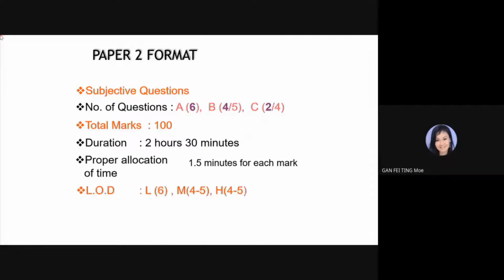Level of difficulties, paper 2. These questions are easy. These questions are to make sure that no one fails. And moderate, it should be 4 to 5 questions, and this is to discriminate the A and the A+ students. Why do people say that paper 2 is difficult, guys?